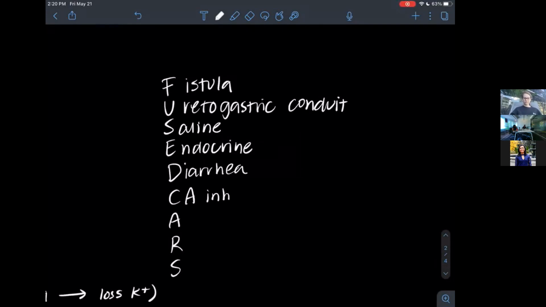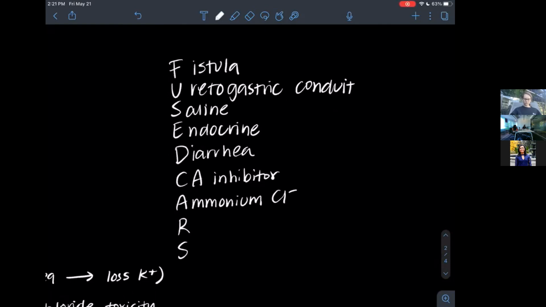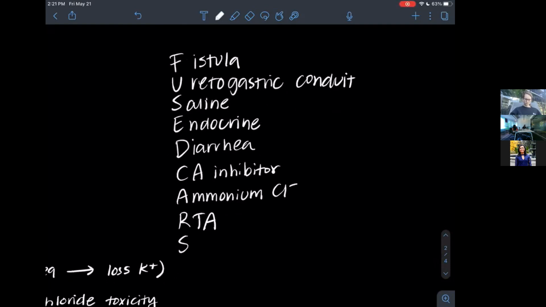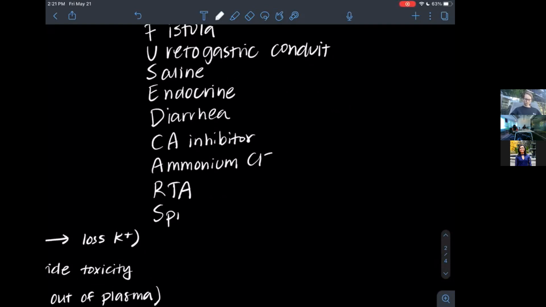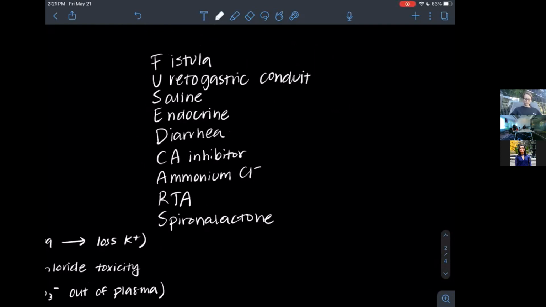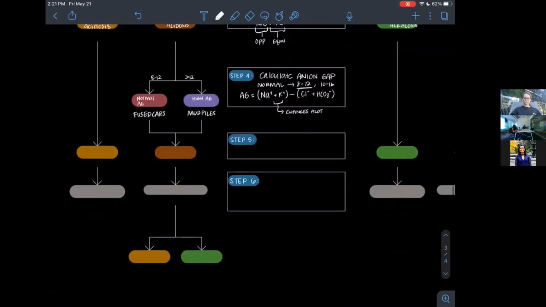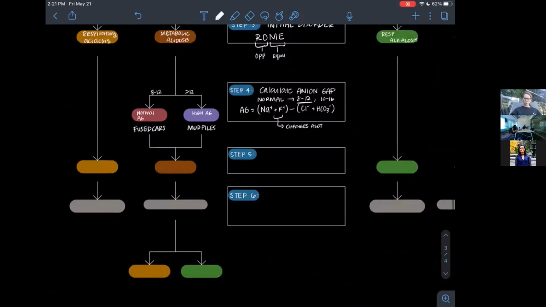Carbonic anhydrase inhibitor, ammonium chloride, which again, chloride causing a normal anion gap is pretty self-explanatory. Renal tubular acidosis we've kind of talked about. Again, if it changes your bicarb, and spironolactone we have talked about. FUSEDCARS. That goes with normal anion gap. I'll write that out prettier somewhere else. Cool. So we've calculated anion gap.